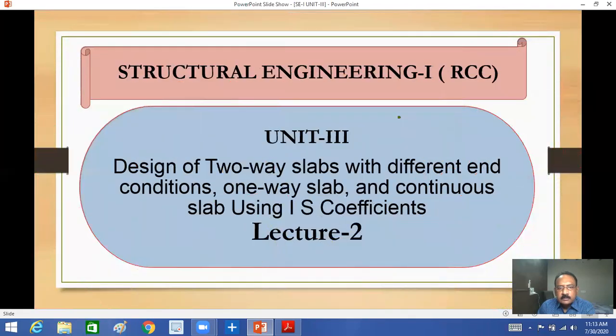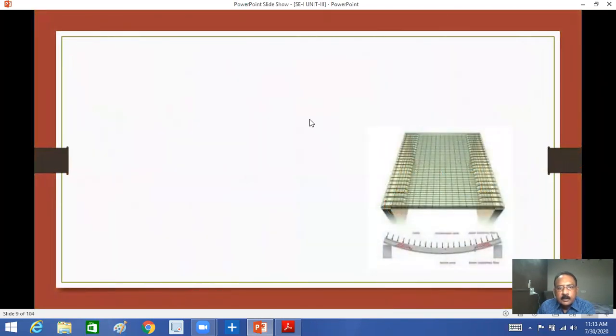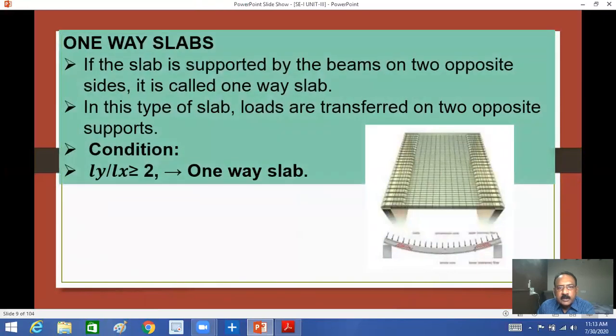Unit 3 is related to slabs: one-way slabs and two-way slabs. I explained what a one-way slab and a two-way slab are in previous videos. For a one-way slab, you must remember, whenever the long span by the shorter span is greater than or equal to 2, then it is called a one-way slab.